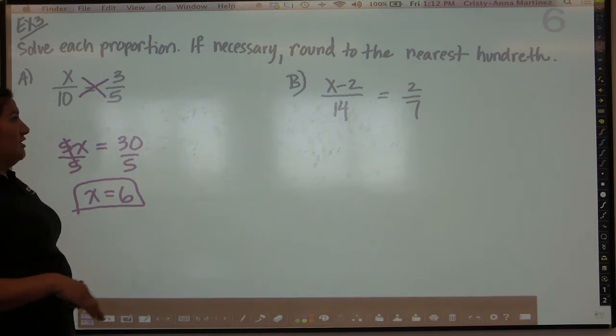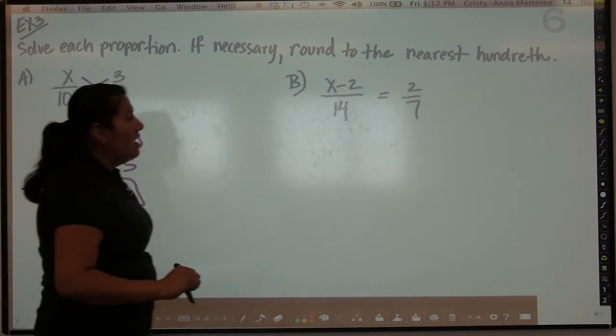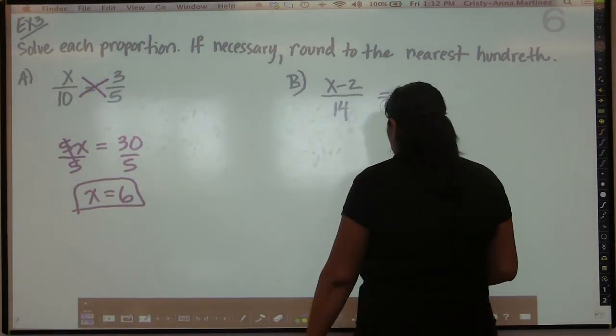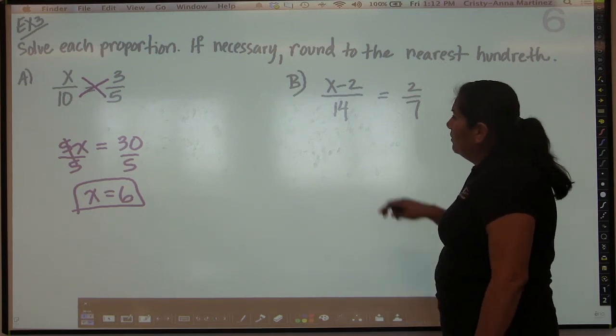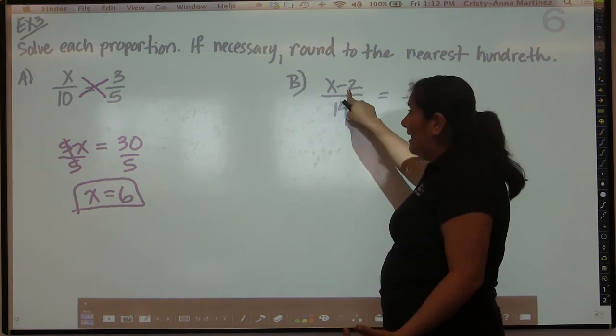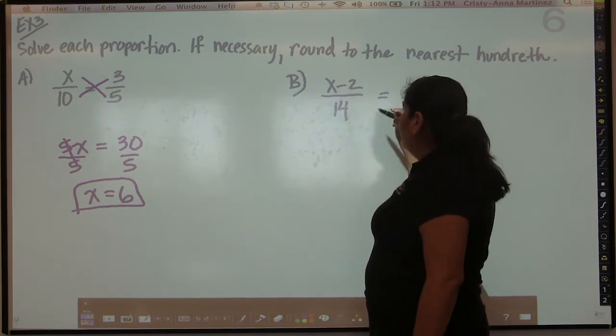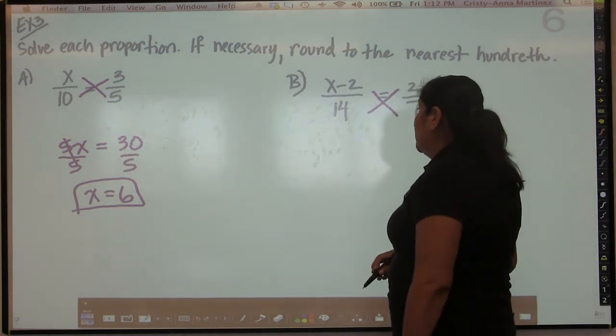It says if necessary, round to the nearest hundredth. In this case, it's not necessary because 6 is an integer. Part B gets a little trickier, not so much in the fact that you still have to do a cross product, but you'll notice that on the top of the fraction here in part B, we have x minus 2, not just x. And so the reason why that gets complicated is because people will oftentimes forget to distribute. So I just want to remind you not to do that.